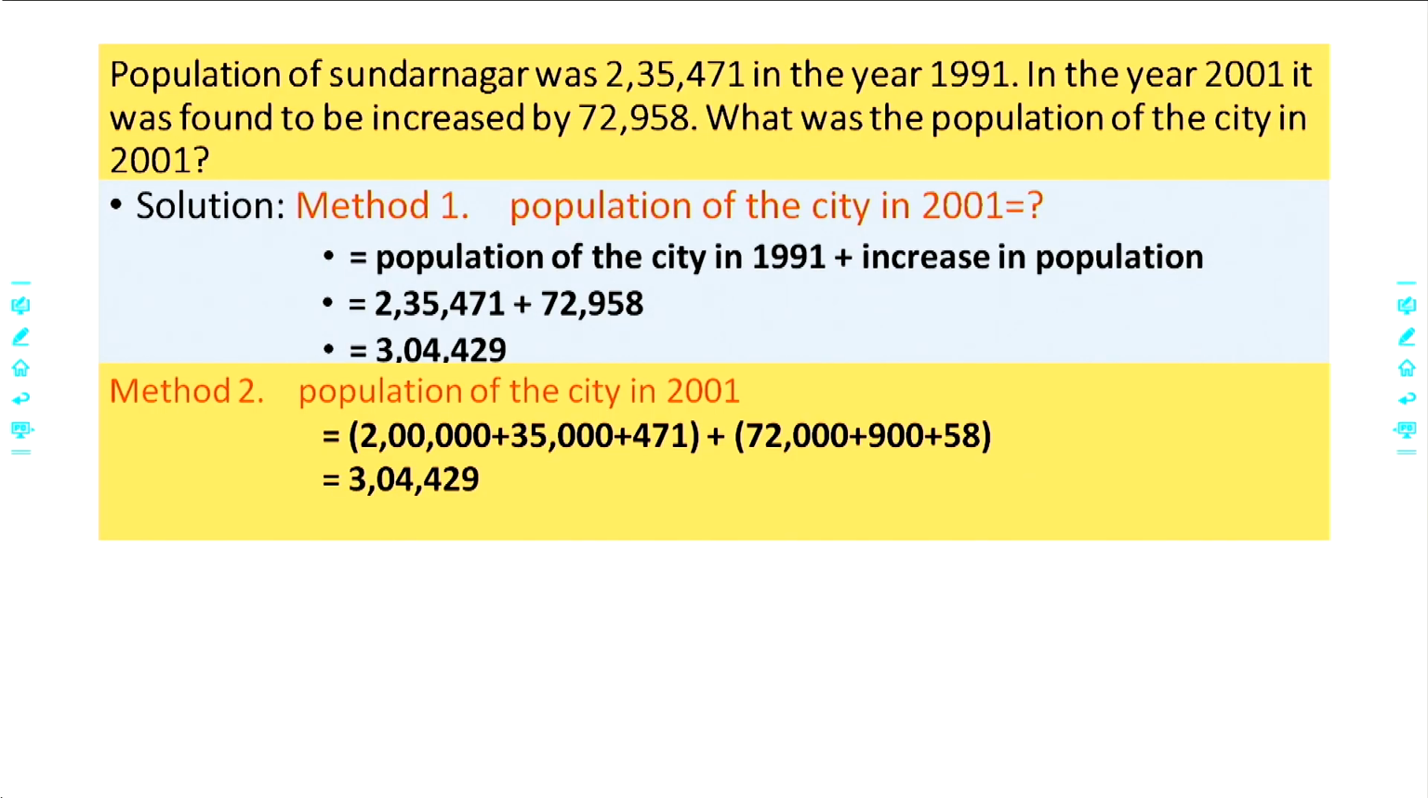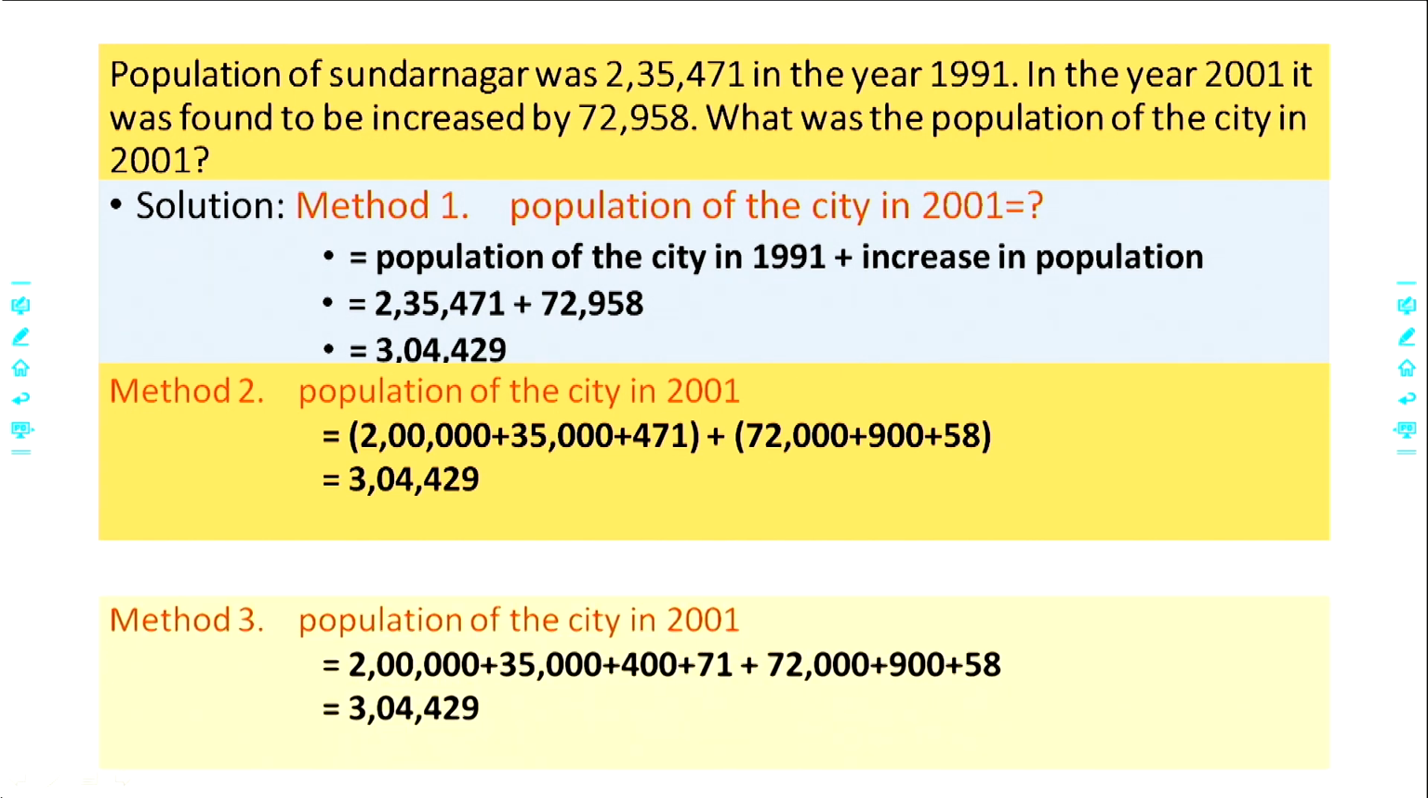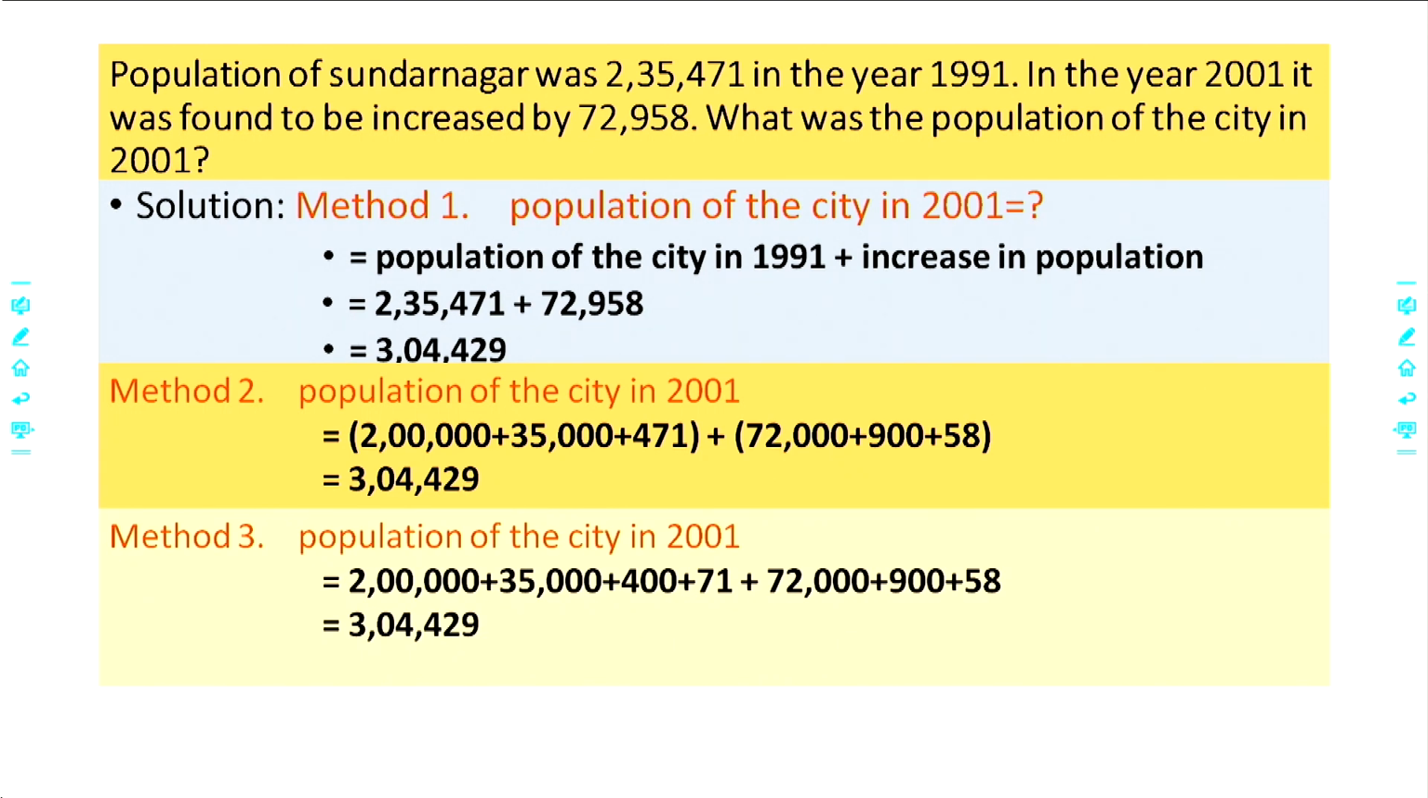The population of the city in 2001 could also be written as 2 lakh plus 35,000 plus 471, and the increase in population could be written as 72,000 plus 900 plus 58. By adding all these figures, we get 3,08,429. This is the second method. Some can do it like this also. So, here the numbers are written in expanded form and added together. Finally, we get the same answer.